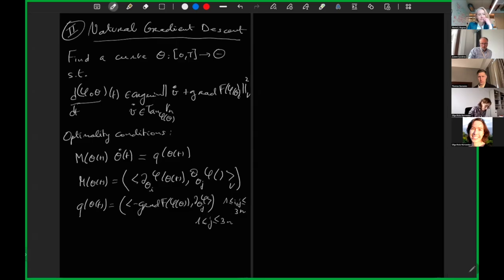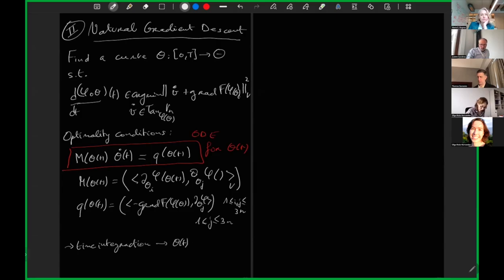Okay, so the issue I would like to raise is that this is an ODE for theta t. And so if I manage to solve it, then the strategy is that I time integrate. Then I get my theta t. And then I get my phi of theta t, which will approximate u of t.